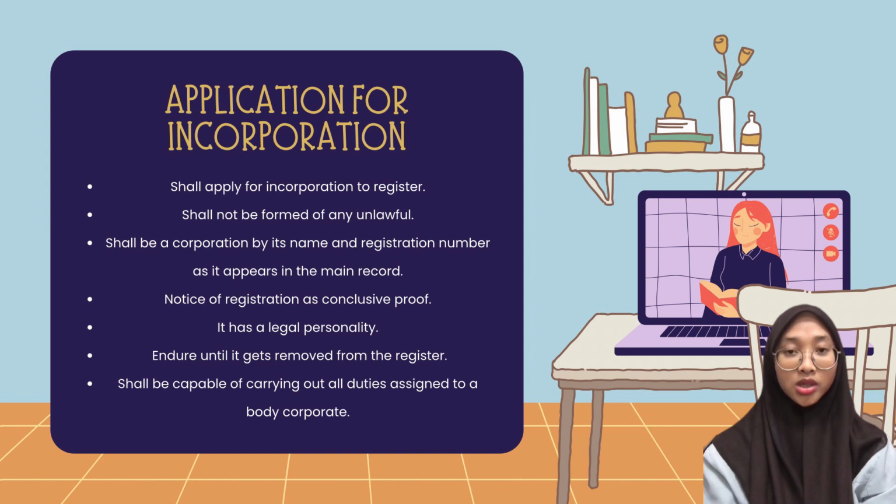Application for incorporation. Firstly, we shall apply for incorporation to register. Second, it shall not be formed for any unlawful purpose. Third, it shall be a corporation by its name and registration number as it appears in the main record. Fourth, the notice of registration is conclusive proof. Fifth, it has a legal personality. Sixth, it endures until it gets removed from the register. And lastly, it shall be capable of carrying out all that is assigned to a body corporate.